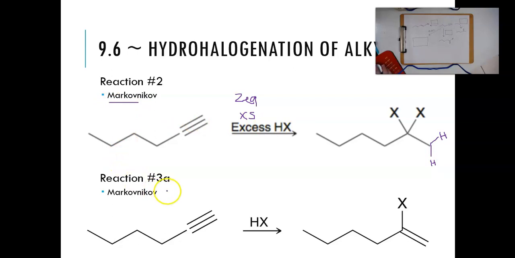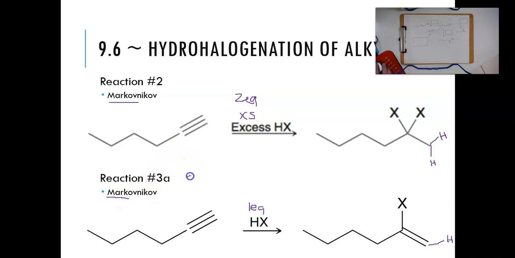For 3A, in this one, we're only using 1 equivalent of that HX. So it's really just kind of half of that original reaction. So we're adding a hydrogen to one of the carbons and a halogen to the more substituted carbon. So again, it is a Markovnikov-based reaction.